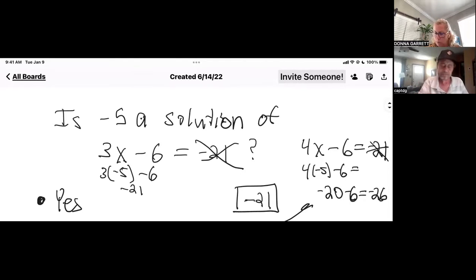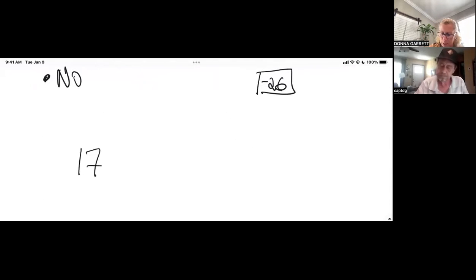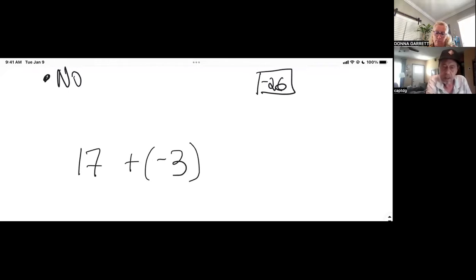Okay, so let me write this up. 17 plus -3, like that? I don't know if that had the parentheses or not. I can't remember. It probably did. It should be 14.